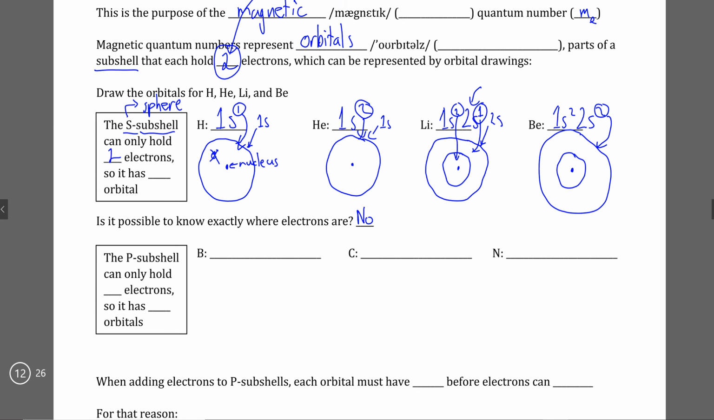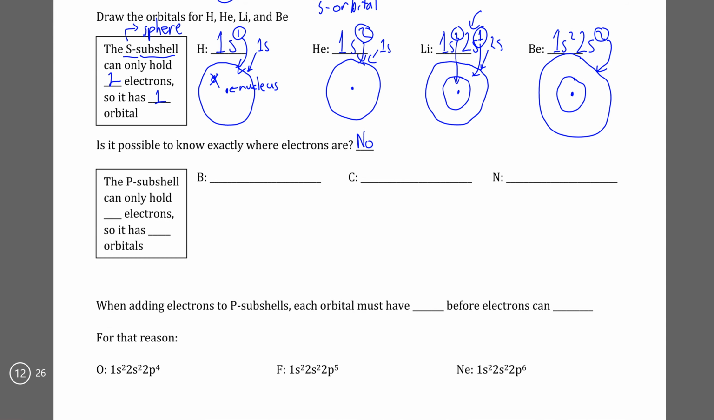Now, we remember what an orbital is: an orbital is a component of a subshell that holds 2 electrons, which means that the S subshells that I have drawn here can also be called S orbitals, because an orbital is a part of a subshell that holds a pair of electrons. So each 1s subshell has one orbital, one part that can hold a pair of electrons.